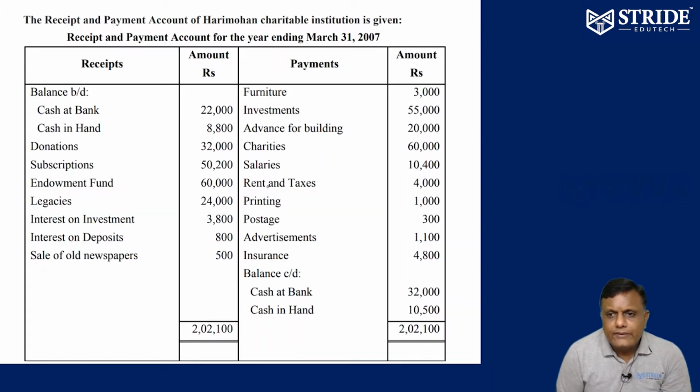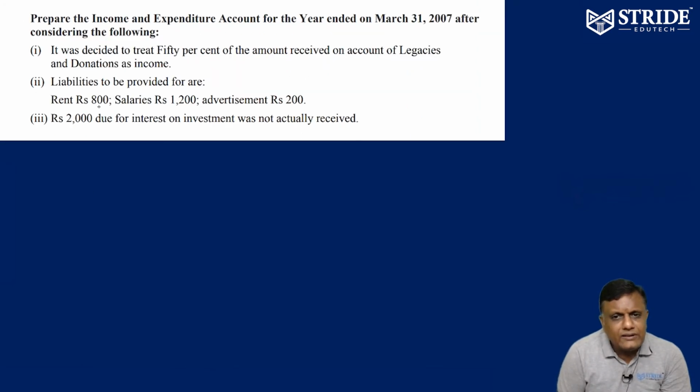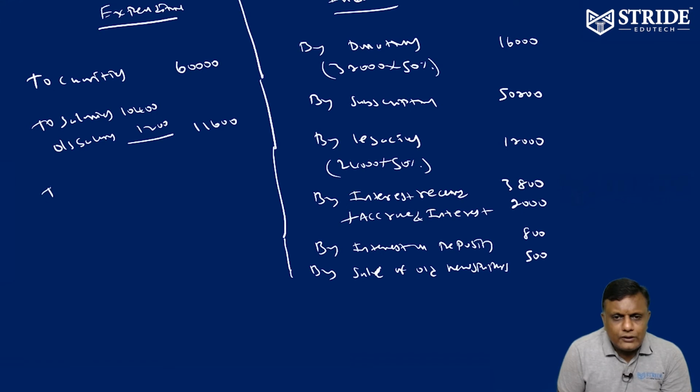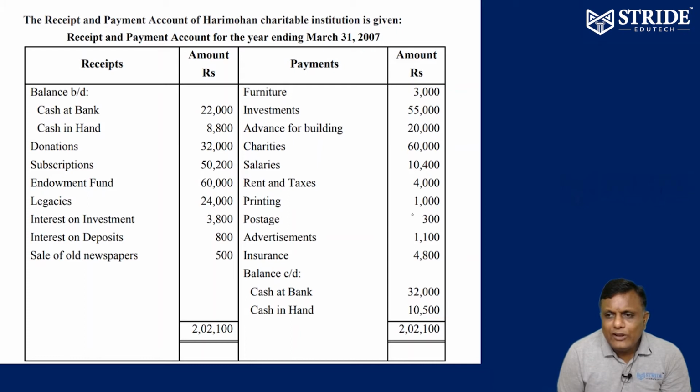Right. Next, rent and taxes paid, how much? 4,000. Is there any outstanding? Yes, 800 outstanding. So paid rent is given, outstanding rent is given. So we have to add. So to rent paid 4,000. Rent outstanding 800. So total comes around 4,800.